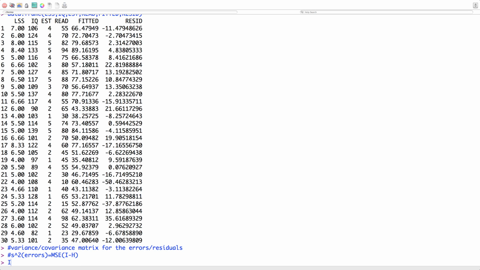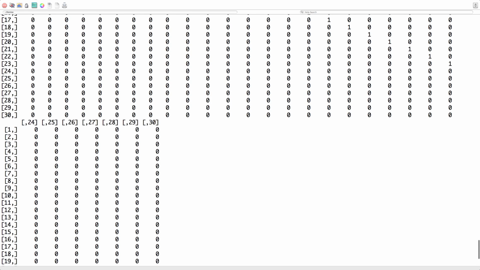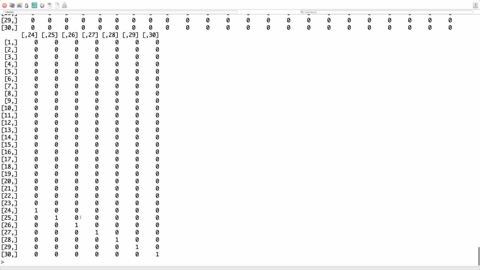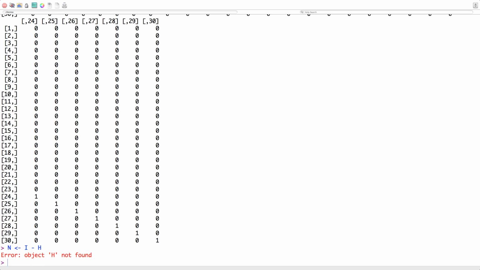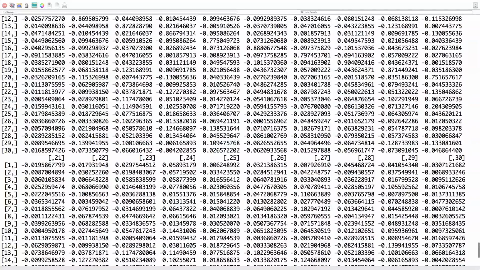The easiest way to do the identity matrix is to do diagonal 30. This is going to create a 30 by 30 matrix, with ones on the diagonal, which is exactly what we need for an identity matrix. Next I'm going to store this as n, or whatever you want, and take the identity matrix minus the hat matrix. Well, it's a day of just messing up, isn't it? And we get our n matrix here.